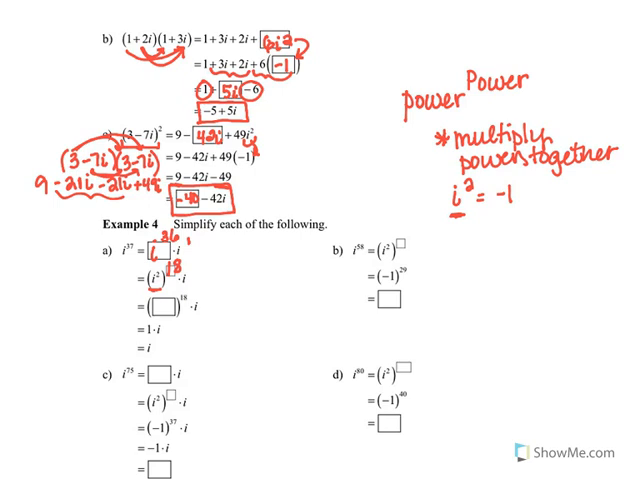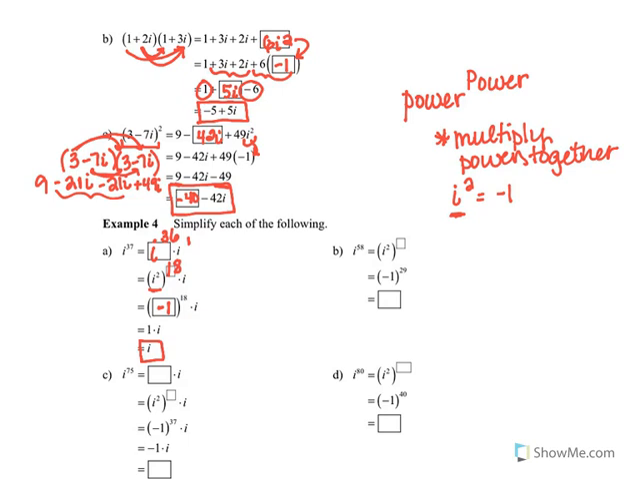And now I've written my i as a power of i squared because we know what that is. Well, if I replace i squared with -1, I have -1 to the power of 18. If I multiply -1 times itself 18 times, I know that I'm going to end up with a +1 because I have an even amount of negatives. So -1 to the 18th is +1 times my little i outside, which gives me i.